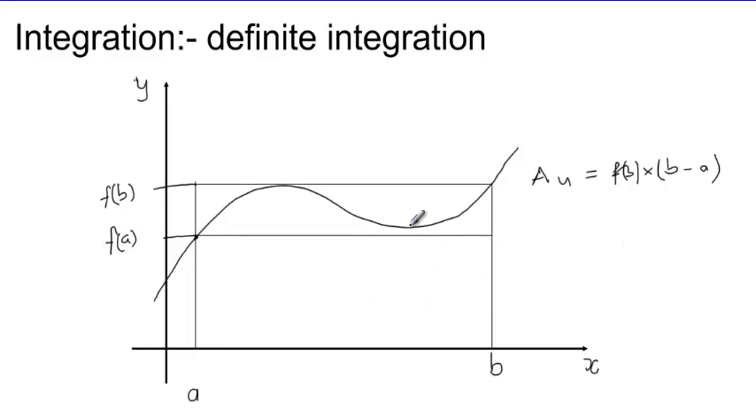And then the area which is between the river and the straight fence here is actually between this upper area and this lower area, which is going to be f of a multiplied by b minus a.